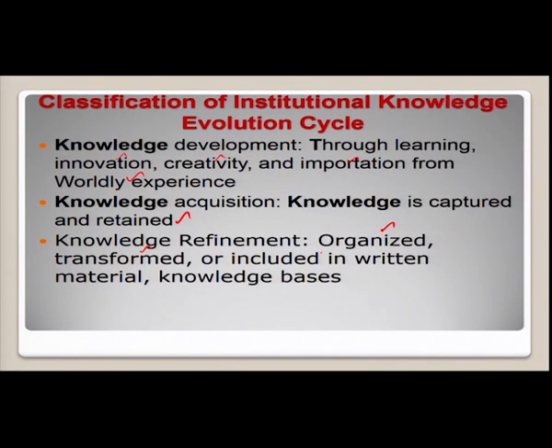The next is knowledge refinement. As far as knowledge refinement is concerned, we have developed, we have acquired, now we are going to refine, because we would have got n number of things, we would have captured many different contents, but when we are going to apply it, we need to use a refined knowledge. So, when you are going to use a refined knowledge, it should be organized, transformed, or included in the written material, or it should be available in the knowledge bases. So, this is how the classification of institutional knowledge evolution life cycle works.